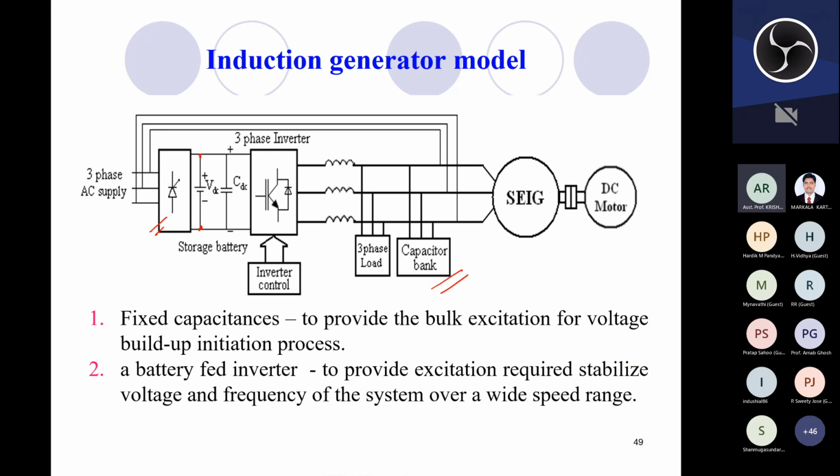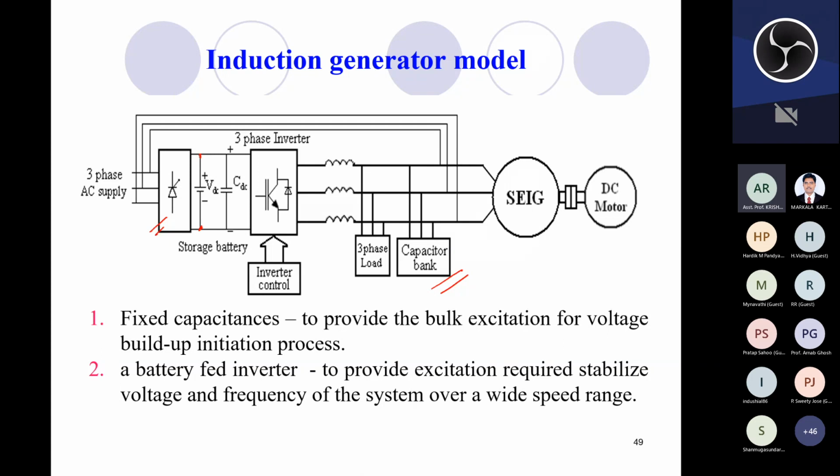Okay, so this battery fed inverter, or whatever I have mentioned just now, is taking feedback from the induced voltage of the ACIG. This inverter is used to provide excitation, that means the reactive power required to stabilize voltage and frequency of the system over a wide speed range. So voltage regulation problem of induction motor occurs when the speed varies, but that is the obvious situation for wind power extraction, because wind speed will vary at every moment of time.